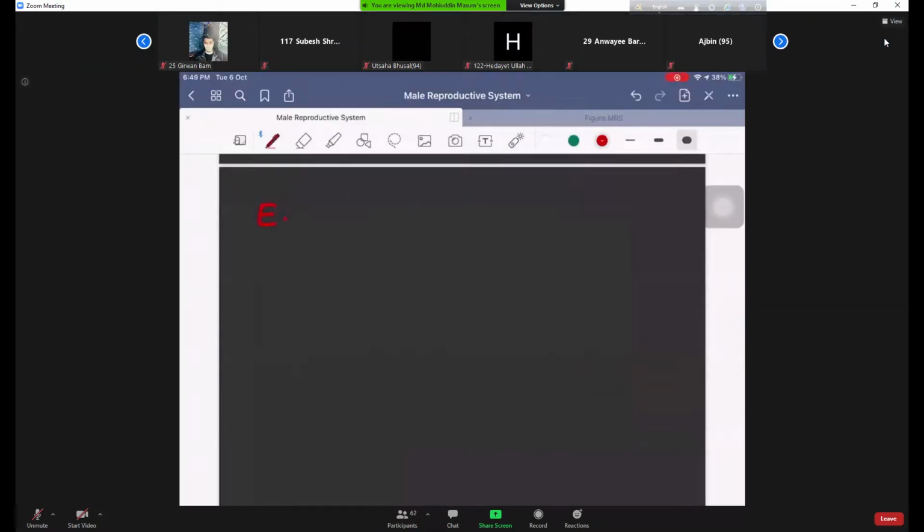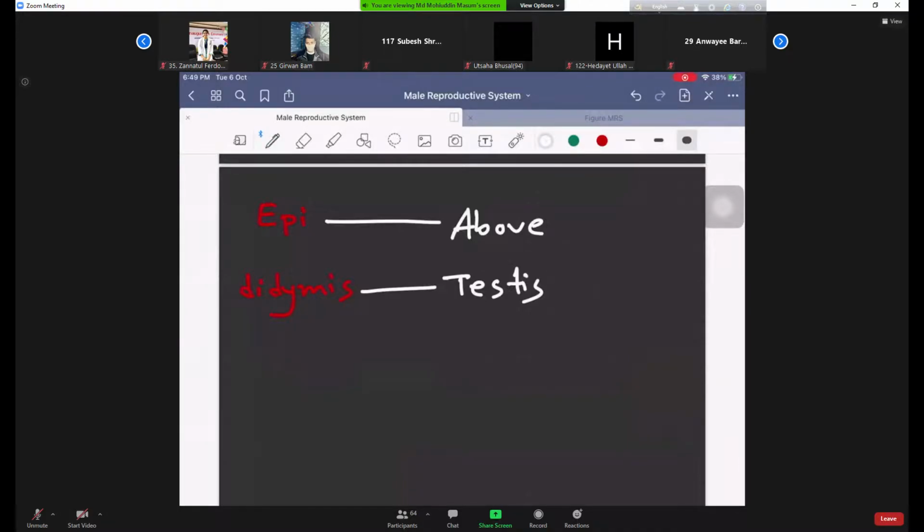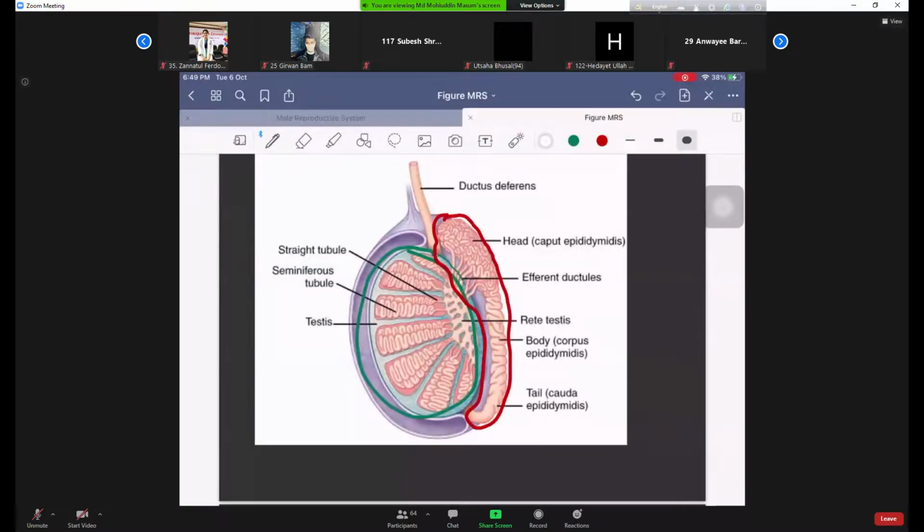Epididymis. So if we divide this word, it will be epi and didymis. So epi means above, and didymis means testis. So epididymis is a structure that lies above the testis. You can see here. So this is the epididymis, and it lies above the testis. So this structure is the epididymis.